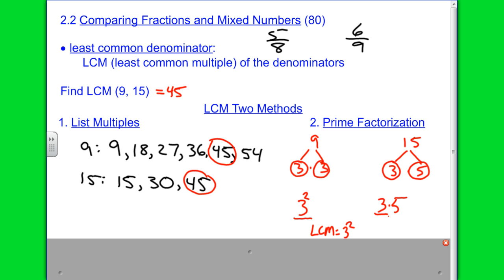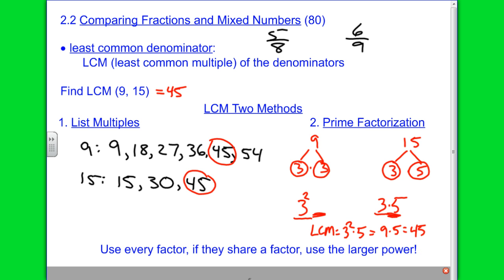And now let's look. 15 has a factor of 5. I don't see any other factors for 9. So shall we use it? Yes. We shall, yes. We have to use every factor. And so if 15 has that factor of 5, then we use it. We use every factor that is in either number. Only when they share a number do we take the higher one. Okay? So 3 squared times 5. And we know that 3 squared is 9, and 9 times 5 is 45, and we already knew that. That we know is the least common multiple for these two numbers.